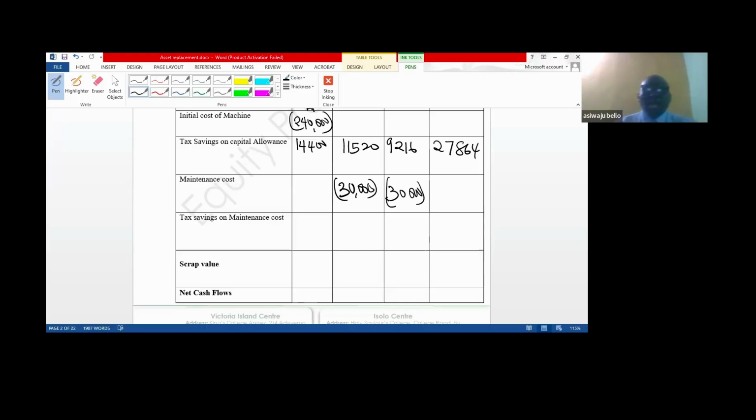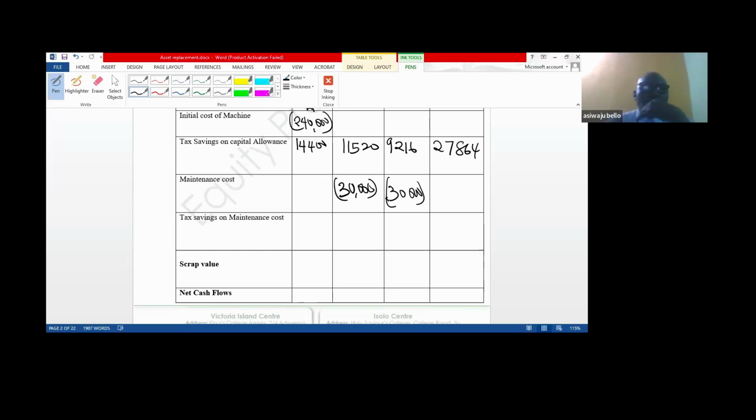this machine, we are assuming that we are going to use this machine for 3 years. That means we cannot bring in year 4 maintenance cost. We now calculate tax savings. Examiner says the maintenance cost is liable for tax.